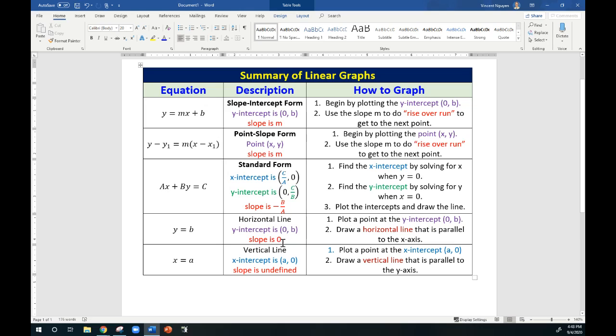there are 2 special lines that you also need to pay attention to when you have these equations. One is the horizontal line, and the horizontal line is always in the form y equals b, and b is some number, like y equals 6, right? So for a horizontal line, you just plot the y-intercept, right? (0, b), and then you draw a horizontal line that is parallel to the x-axis.